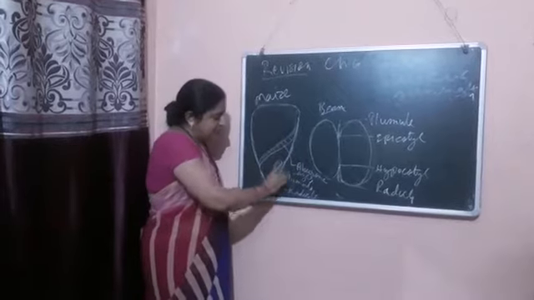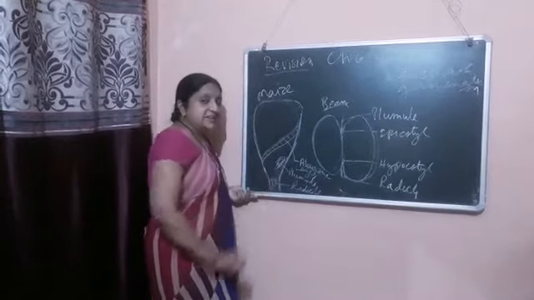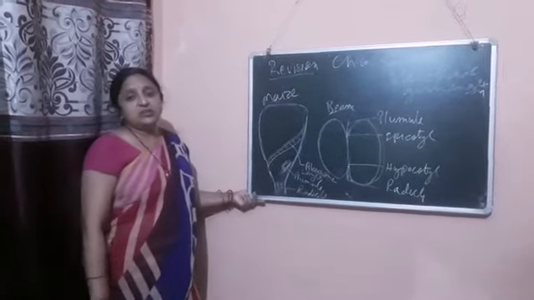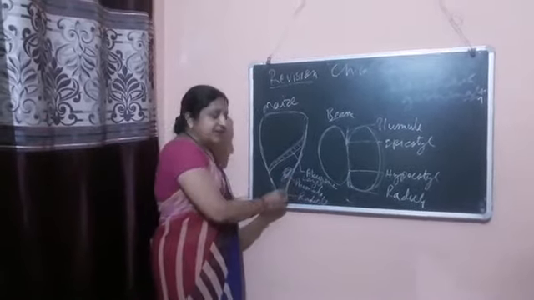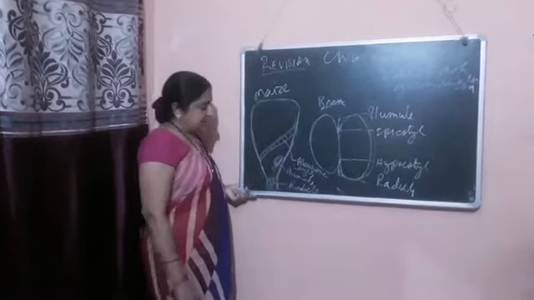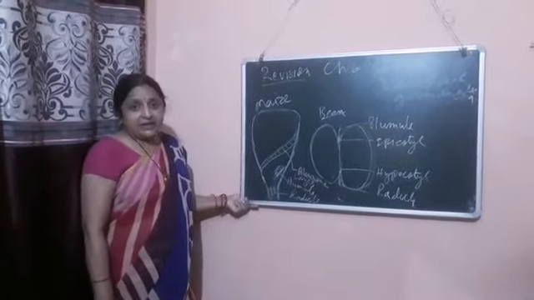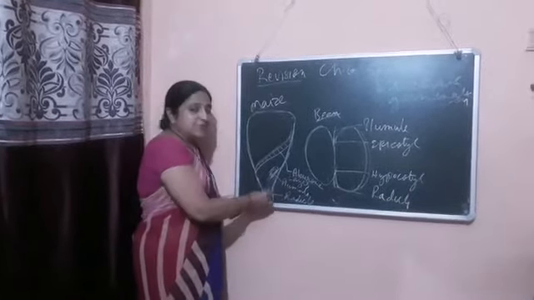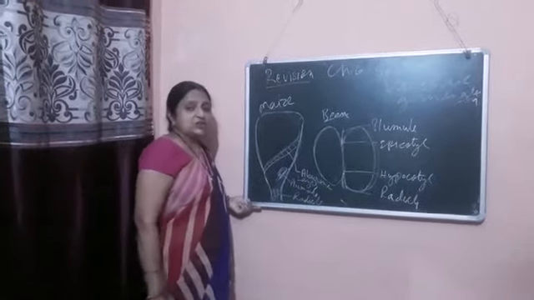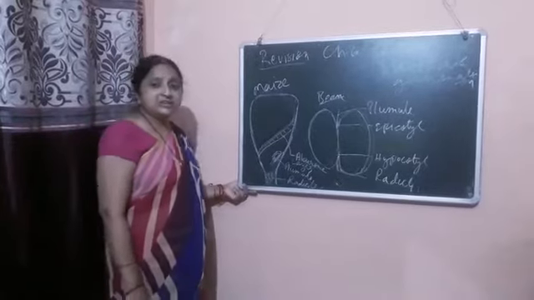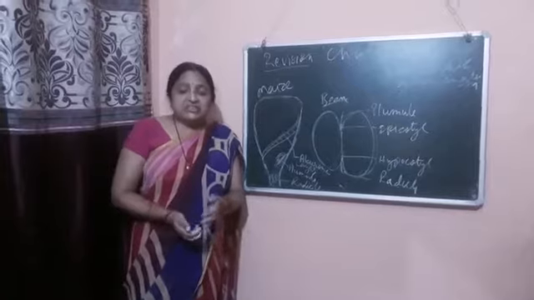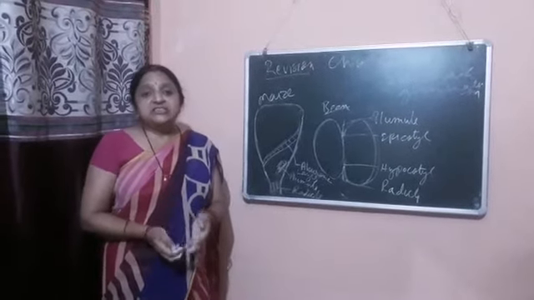In this embryonic part, plumule and radicle are present, and in this endospermic monocotyledonous seed, the plumule and radicle are covered by a sheath. The plumule is covered by a sheath called coleoptile, whereas the radicle is covered by a sheath called coleorhiza. This is all about the structure of monocotyledonous and dicotyledonous seeds.